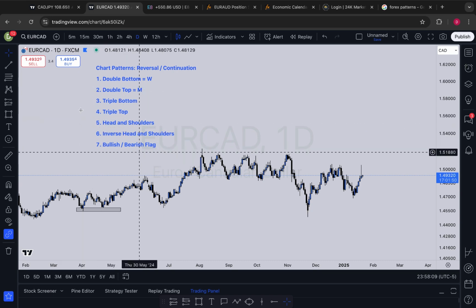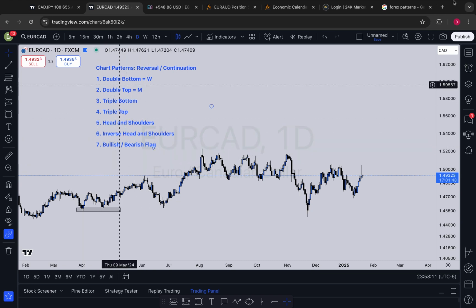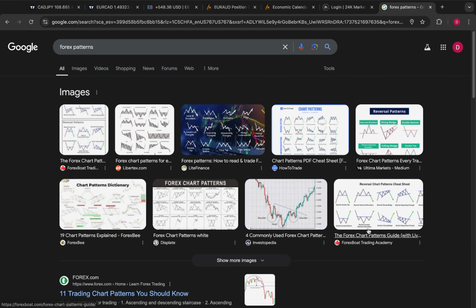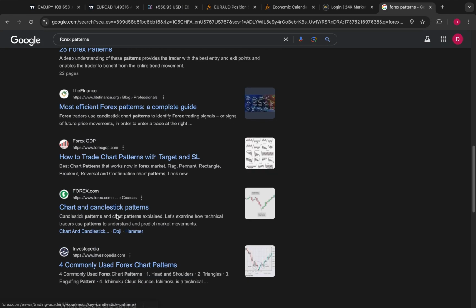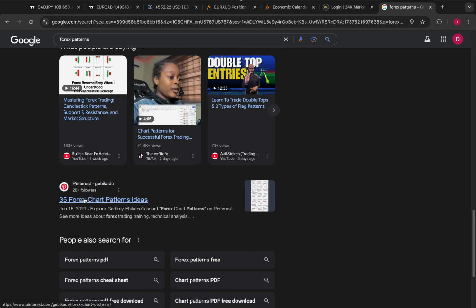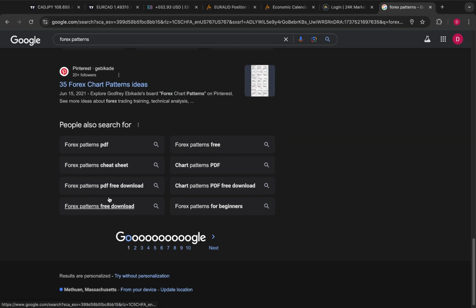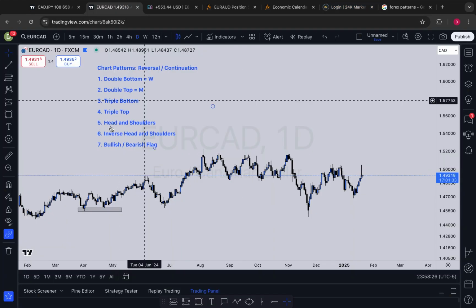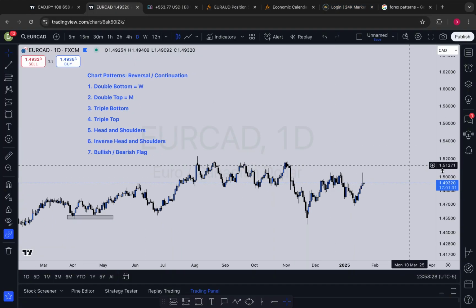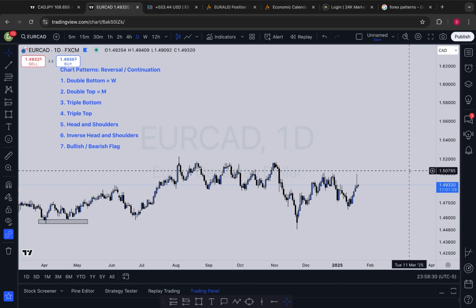I'd say these are the main 7 out of the 30, 40, 50 plus that you could definitely find. Like, where was that thing? 28 forex patterns. There's definitely more than 28. We got 35 on this one. There's a bunch of patterns, right? But I'd say these main 7 are the ones that you'll pretty much need to know.